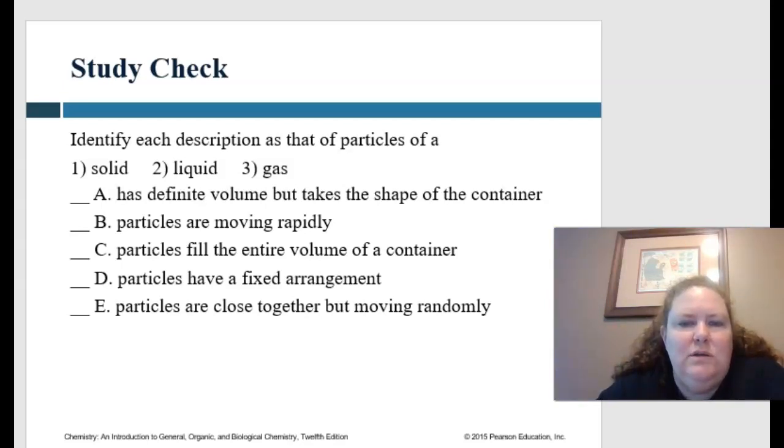Okay. So study check for you, identify each of the following on what they are, so match it. So solid, liquid, gas, and identify each description. So I will give you guys a second.